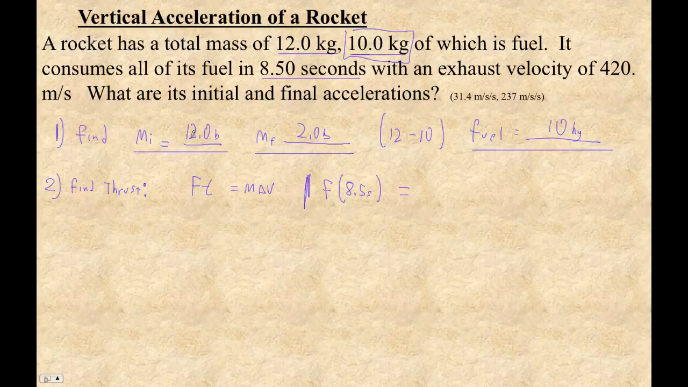Now here it is. This mass has to be the fuel mass. Most of my kids, when they make mistakes, they don't use the fuel mass. They use either the initial mass of the rocket, the final mass of the rocket, or I don't even know what they do. But this has to be the fuel mass. So there's 10 kilograms of fuel, so I'm going to put 10 kilograms there. And then our exhaust velocity is 420 meters per second. That's what the v is.